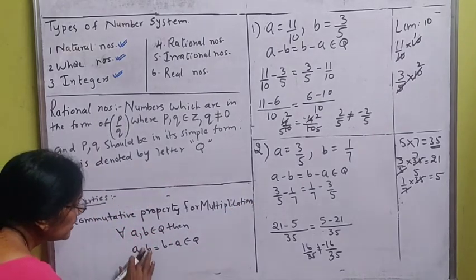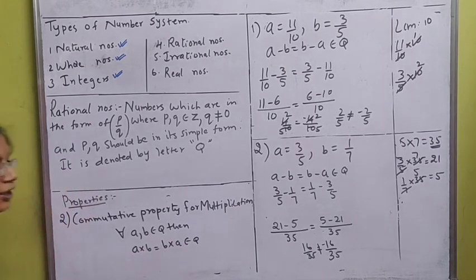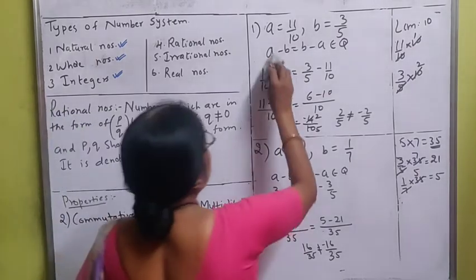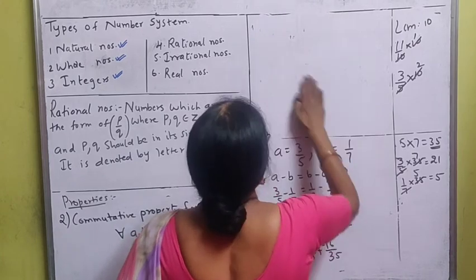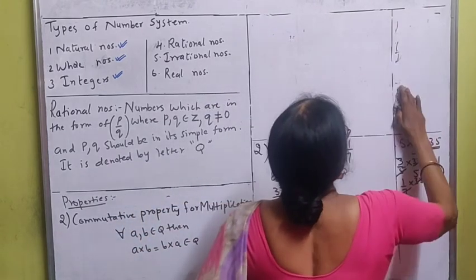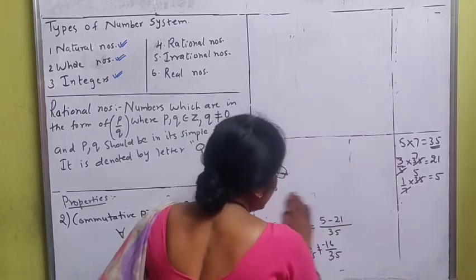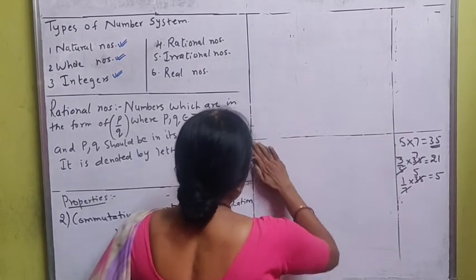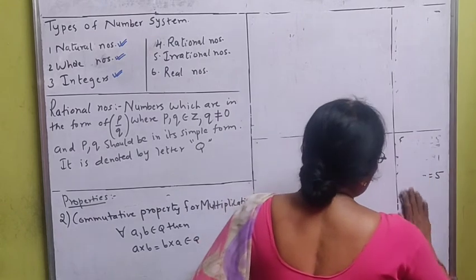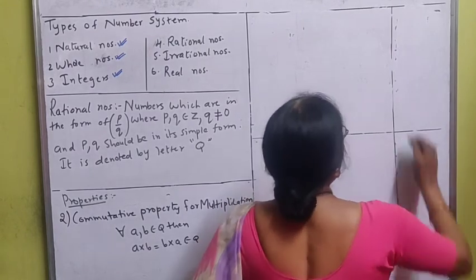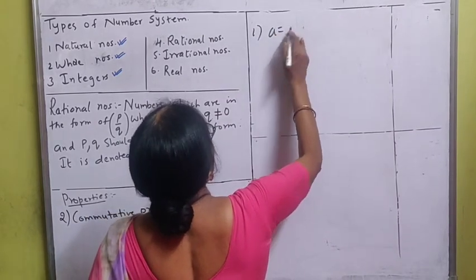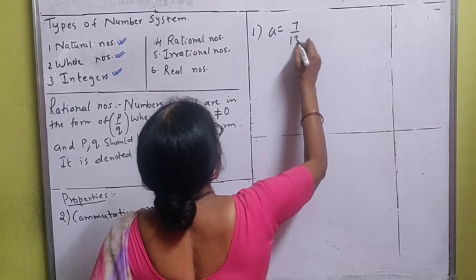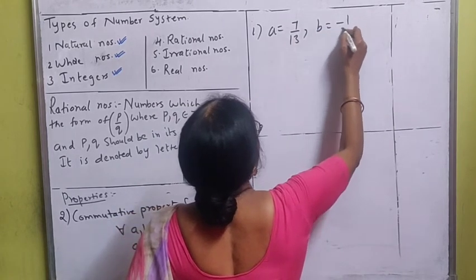What will happen over here? Just the sign changes. A into B should become equal to B into A. Let us take the example. So let us take the first example. Then we have to also calculate the second example. So two examples we are taking for proving it, because one example is not enough, as it should be true for all the numbers. So first example, A is equal to 7 by 13, B is equal to minus 1 by 10.